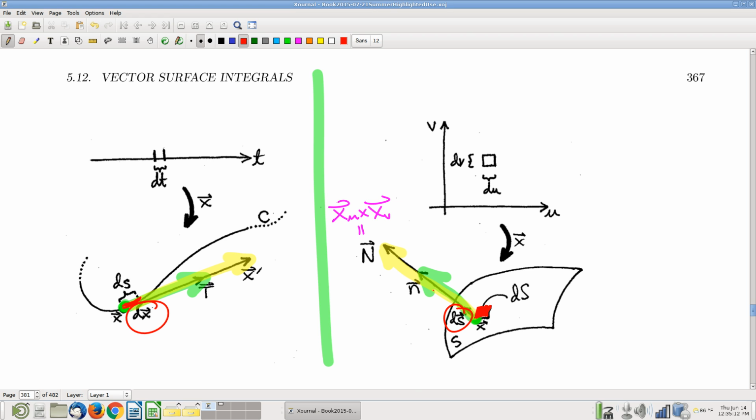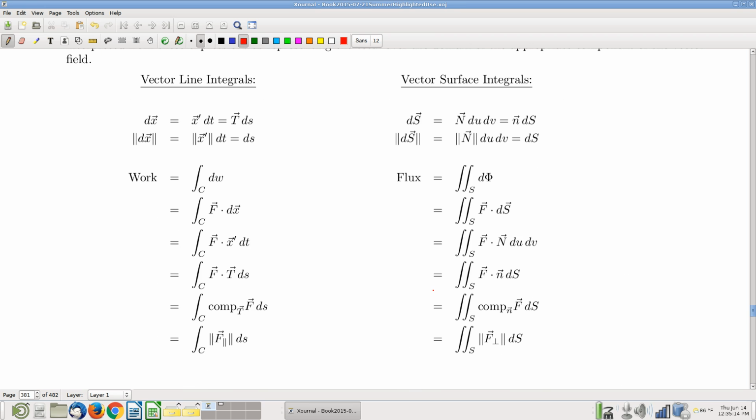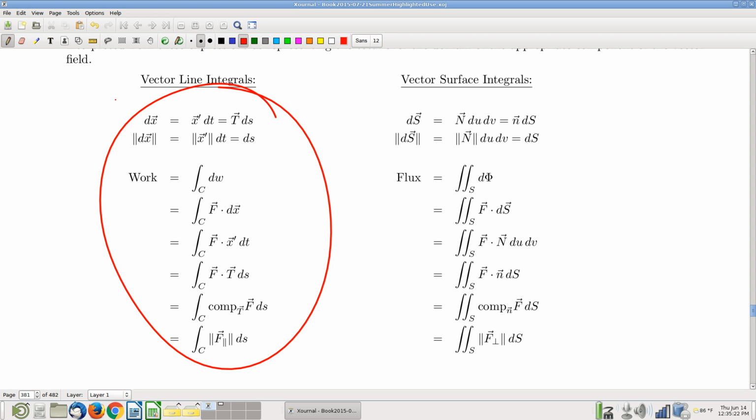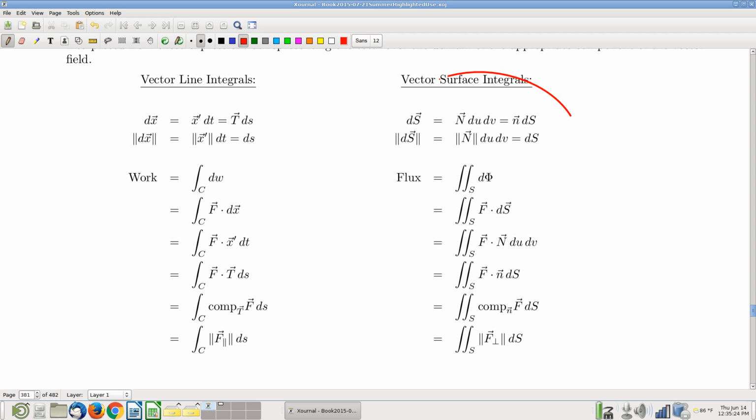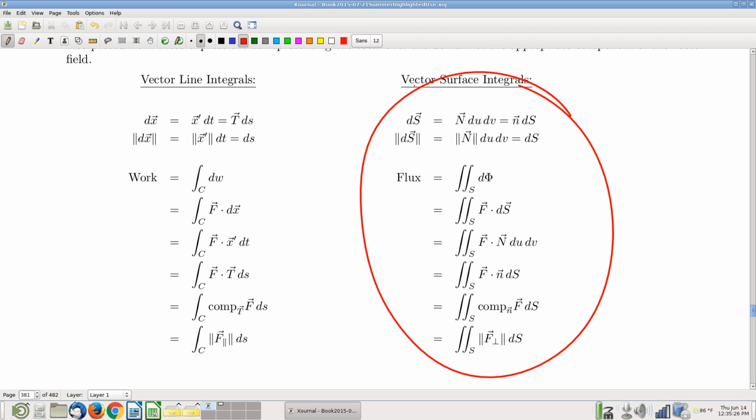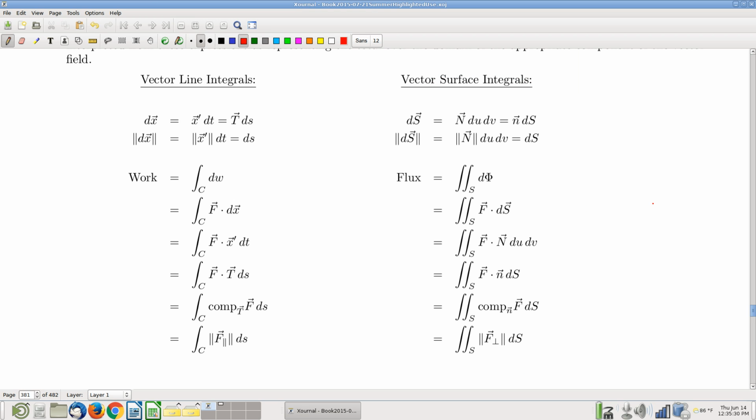Okay. So then now let's look at how the constructions themselves go together. You can see that all these algebraic relations that we have written down here, this is a bunch of stuff about vector line integrals. This is a bunch of stuff about vector surface integrals. Nothing on the page is new. These are all things we've written down previously. But look how strong the analogies are and how these things relate to each other.